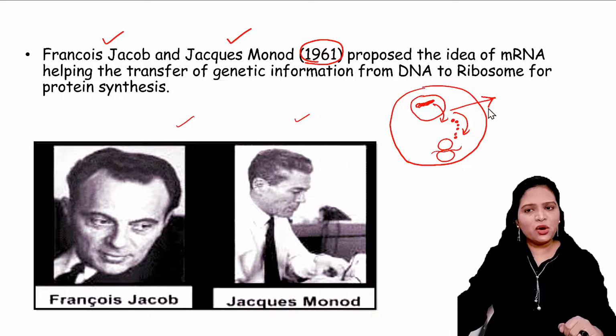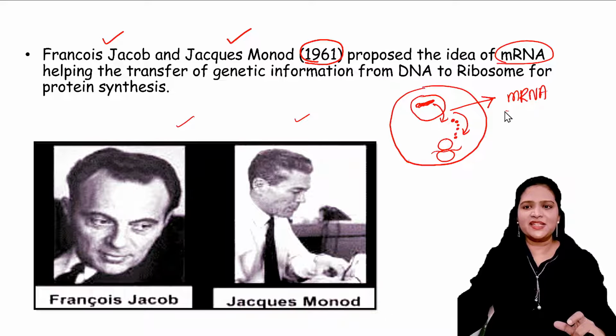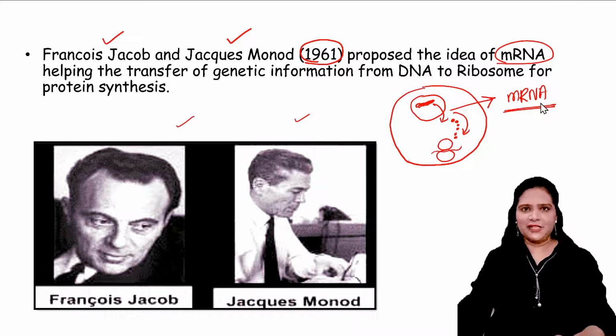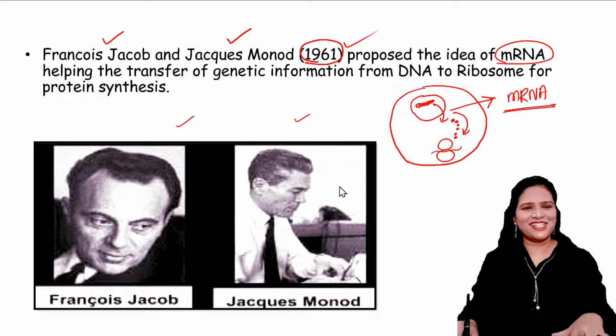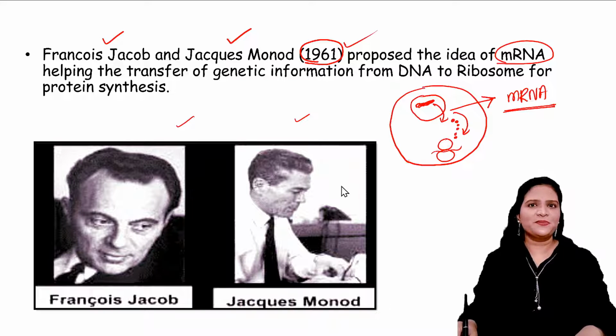When they thought about this, they got the idea that mRNA, messenger RNA, could be the reason, and they proposed this idea in the year 1961. So, Jacob and Monod. Right.